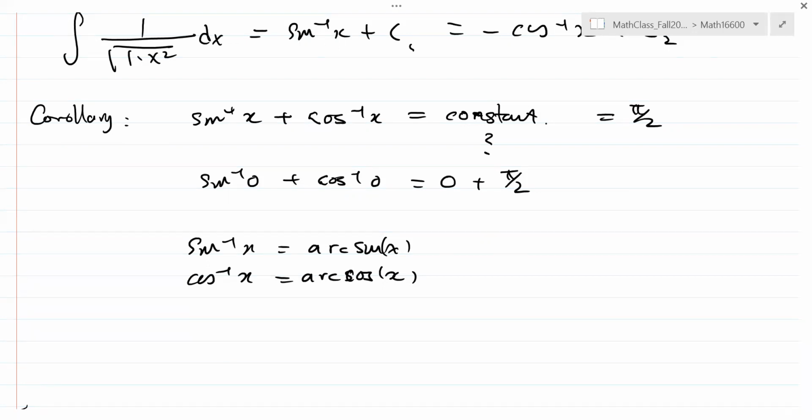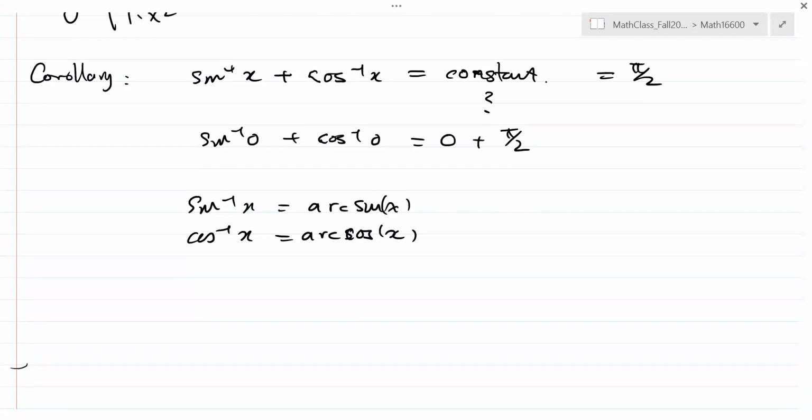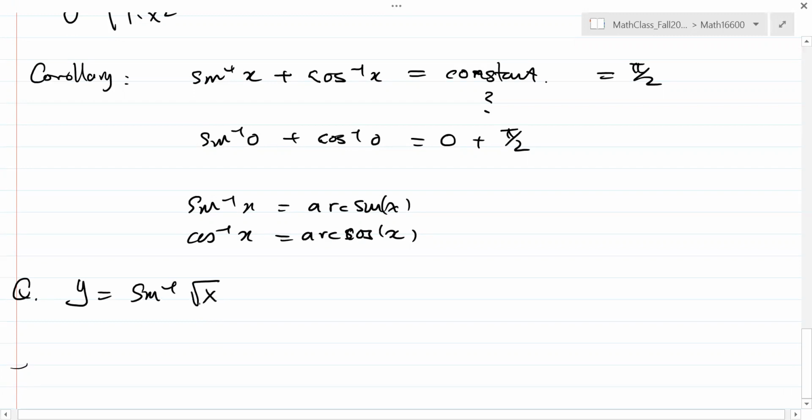Now, what kind of problems usually would be on the test? Sometimes you have to do something like this: if y equals arc sine of square root of x, find the derivative of y with respect to x. This is a composite of two functions. How do we find the derivative of this function?